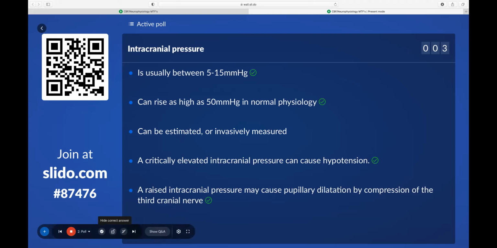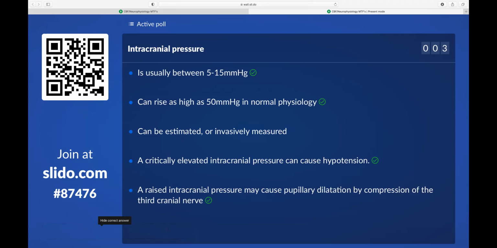So we talked about normal intracranial pressure between 5 and 15 millimeters of mercury. I thought about being a bit mean and putting centimeters of water instead, so always make sure you look at the units, but they're similar enough that you probably couldn't make too big a difference. So when can intracranial pressure rise as high as 50 millimeters of mercury normally in physiology? Valsalva, coughing, straining. Yeah, if you're coughing, it can transiently increase to that level.